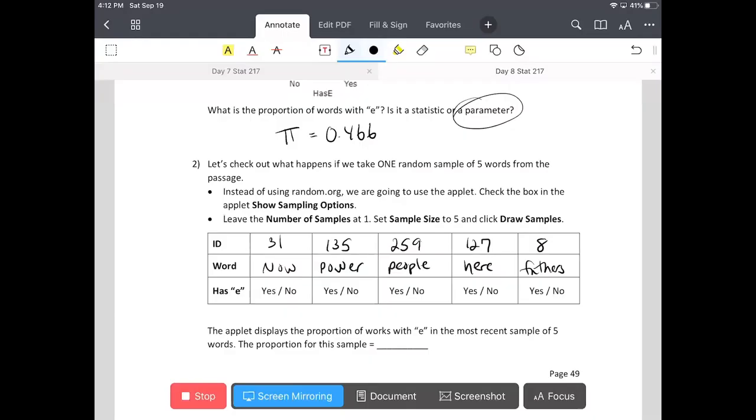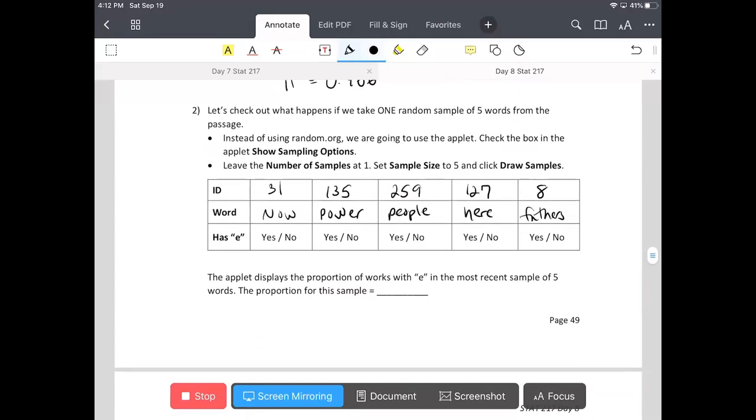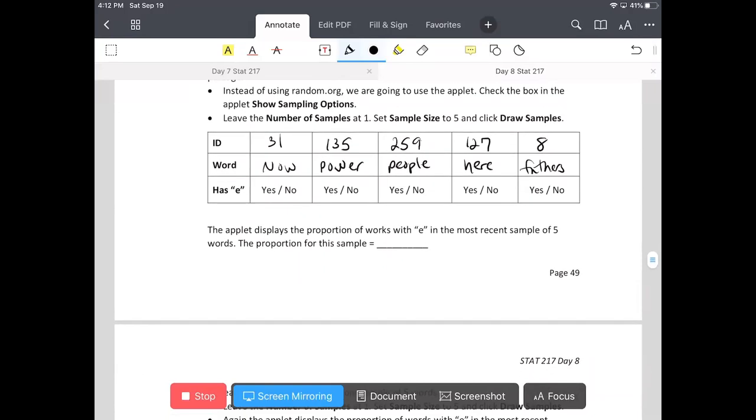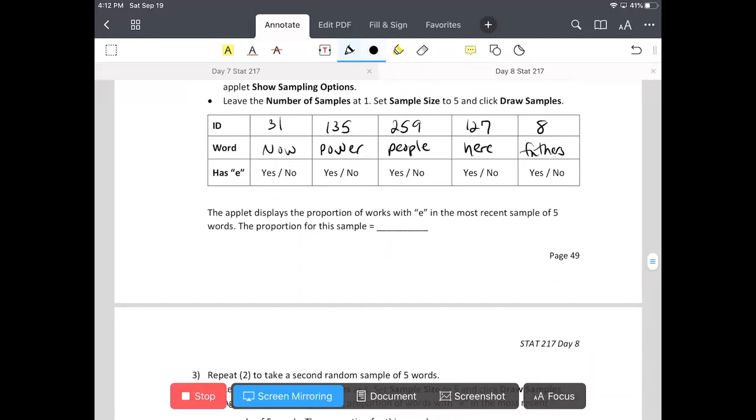So we want to take one random sample. Instead of using random.org, we're going to use the applet, and once again, click on show sampling options. I used the sample from before, and now instead, we just want to know if a word has at least one E. And I can see right away: no, power, yes, yes, yes, yes. So the applet displays the proportion of words with E in the most recent sample of 5 words. If I had done that, we see 4 out of the 5, which comes out to be 0.8. So I can put that right up there.